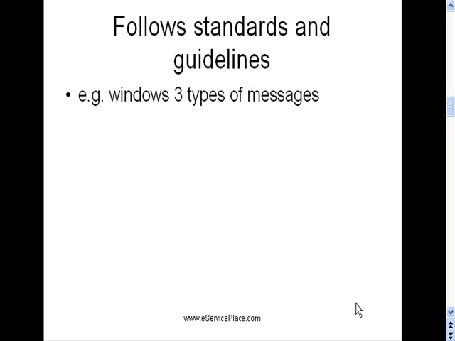So we'll see what the standards are to make a good UI. The first one is following standards and guidelines. Each UI should follow the standards and guidelines specified by the operating system if it's going to run in that operating system. For example, if you are designing a program that runs in Windows, Microsoft has defined a set of standards that have to be followed to get certified as a Windows certified program.